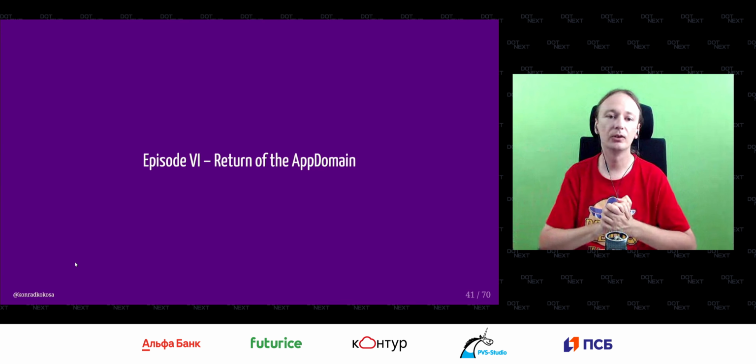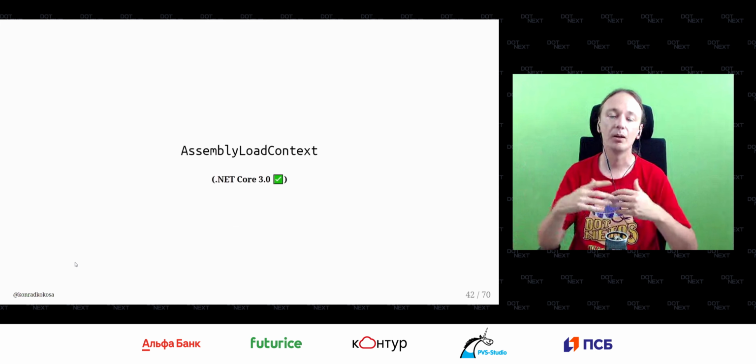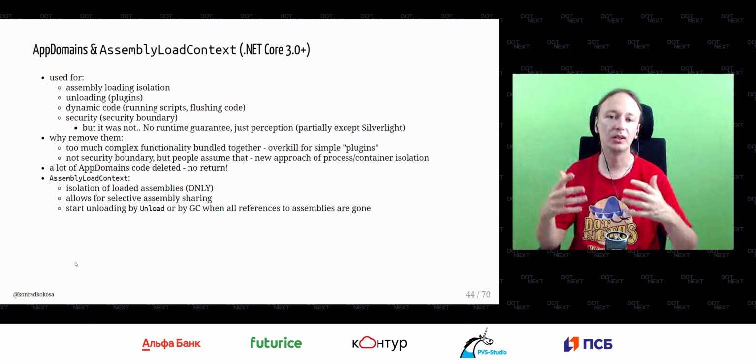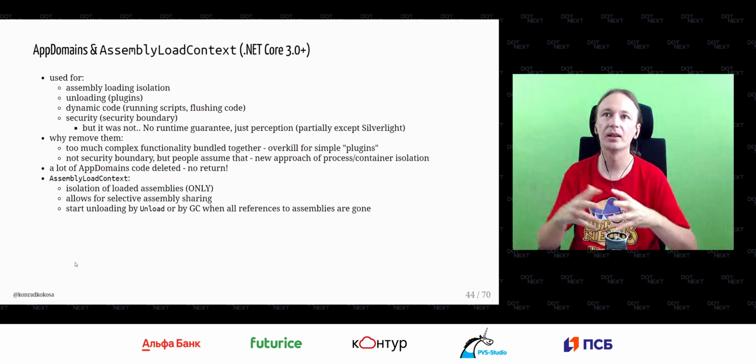Another thing that we have in .NET Core is the return of app domains in the form of assembly load contexts. So app domains are missing in .NET Core. They were used in the regular .NET Framework for many things, like, for example, for unloading plugins and for assembly loading isolation.